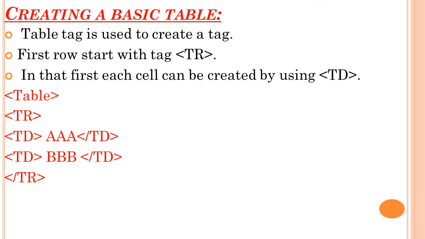Okay, again if you want the second row, you have to write the tr tag again. This is about creating a row. Okay, I want only one row in this, so I am going to close this table tag and see the output. How the output is: triple A space triple B.